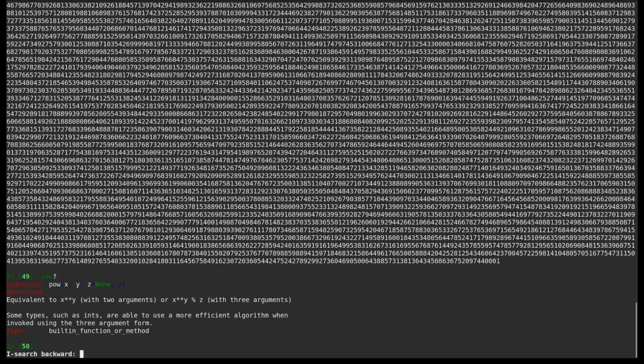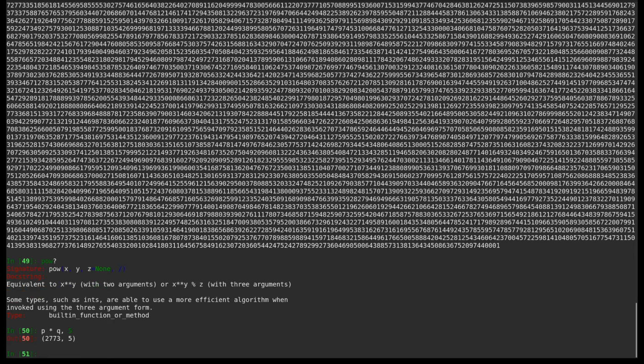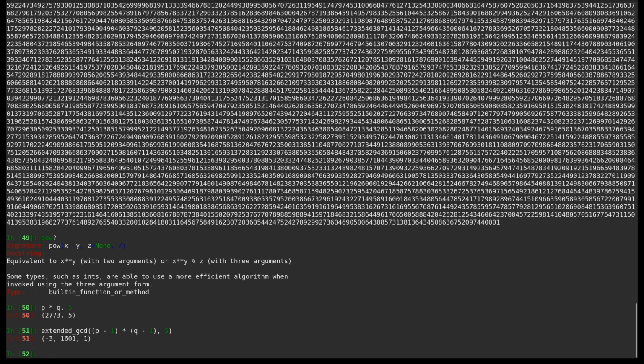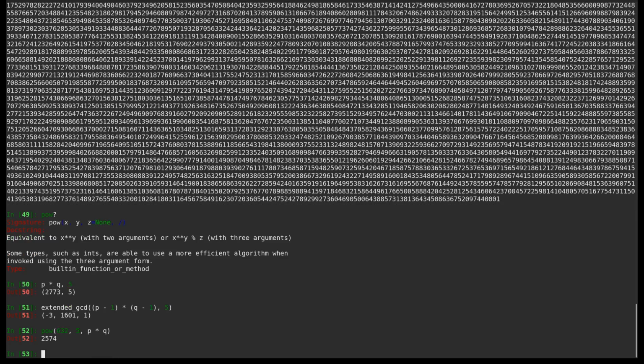So p times q, comma 5, and then the extended GCD. We'll get the numbers back on our screen again. So we'll pick a message. We'll pick 632. Could have been anything. I could have used the random number package in Python to come up with a message. Doesn't really matter. But we want star star 5, so we're actually going to use the pow function here. pow(632, 5, p times q). That's our mod. So this 2574 is going to be our message that we're sending.